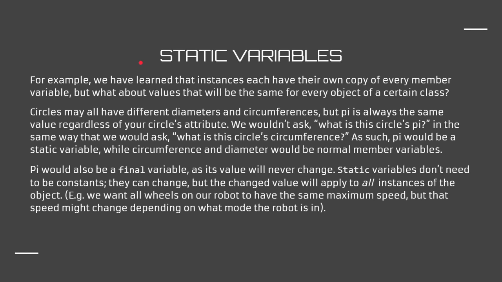So let's just say for some reason we have a mode where we want the robot to drive on carpet and then a mode when it's driving on concrete. And let's just say we want the maximum speeds to differ based on what it's driving on or just what mode it's in. The maximum speed for the wheels might change, but no matter what, it's the same for all of them. It's going to apply to all of them. So that variable is static, because it's not like each wheel has its own maximum speed. Maximum speed belongs to our wheels in general as a whole.